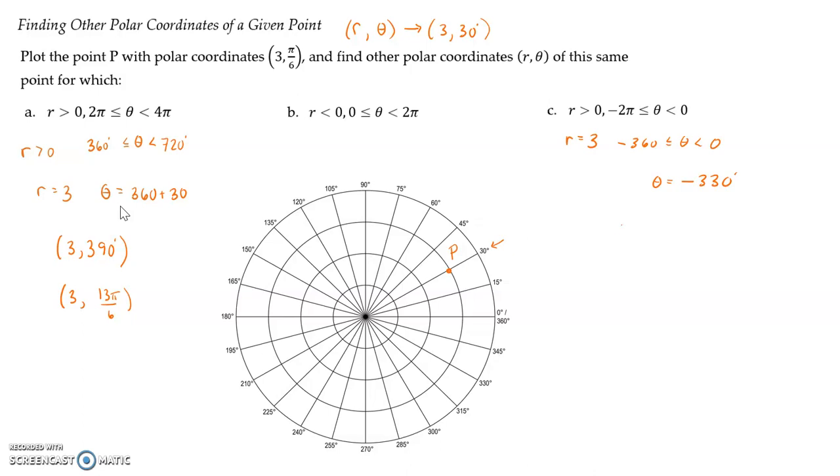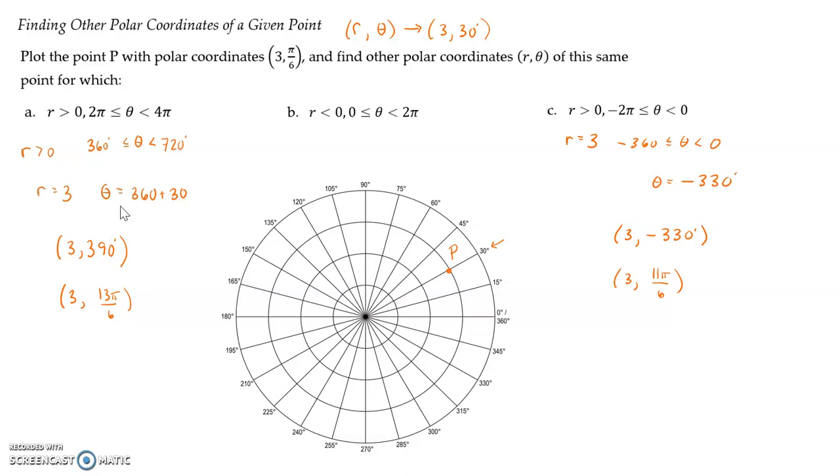So our point here is going to be 3, negative 330 degrees. And if you want to write that angle measure in radians, this is the same thing as 3, negative 11 pi over 6.